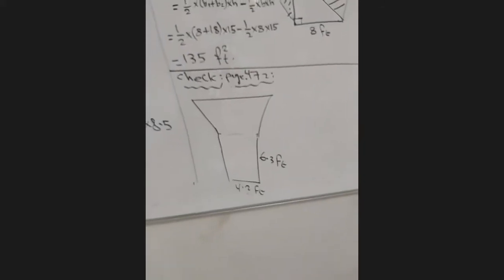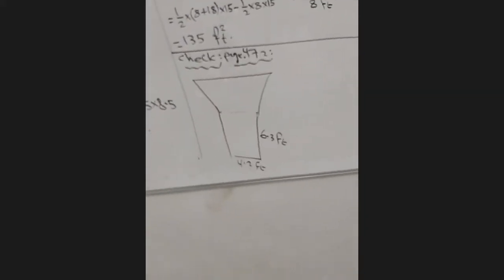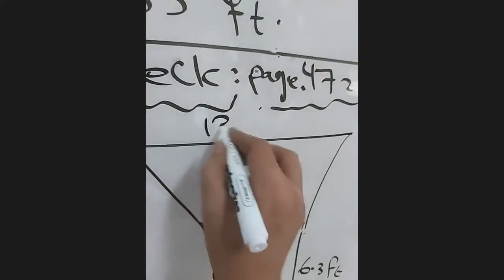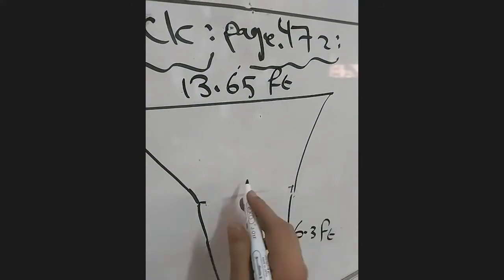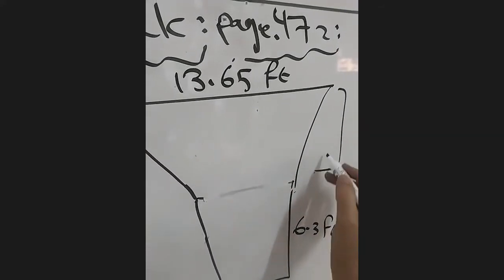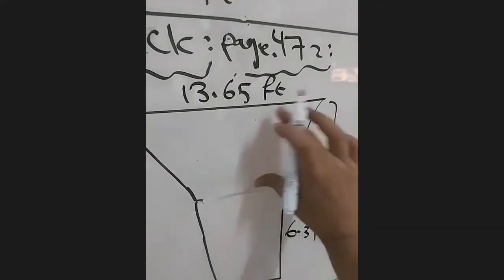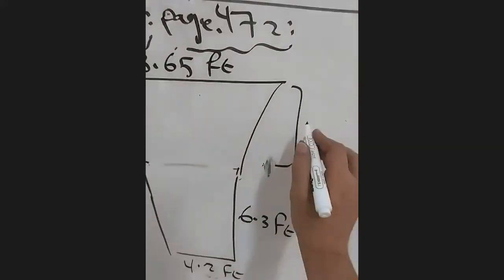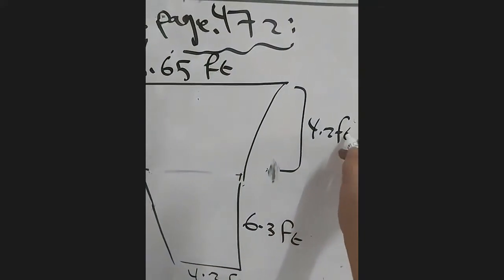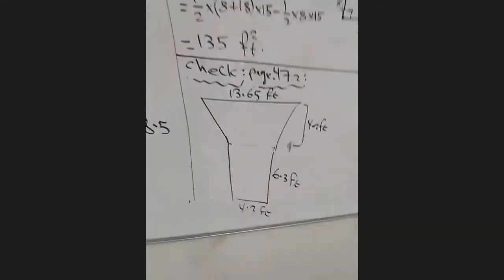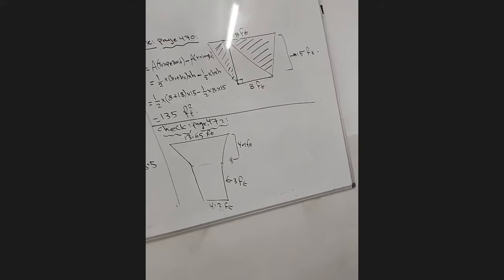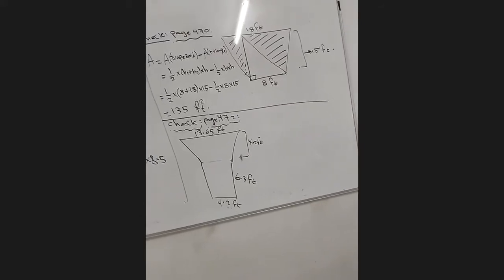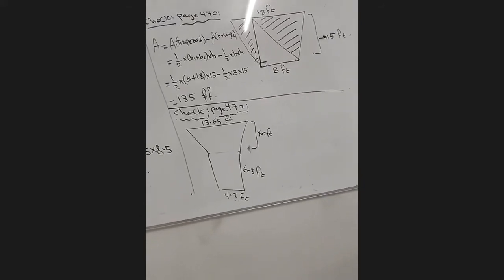And here we have 13.65 feet. Okay. And here they wrote for me something like this. The height of this one is 4.2 feet. For sure, they want us to find the whole area. How much will it cost to cover the walkway, guys?